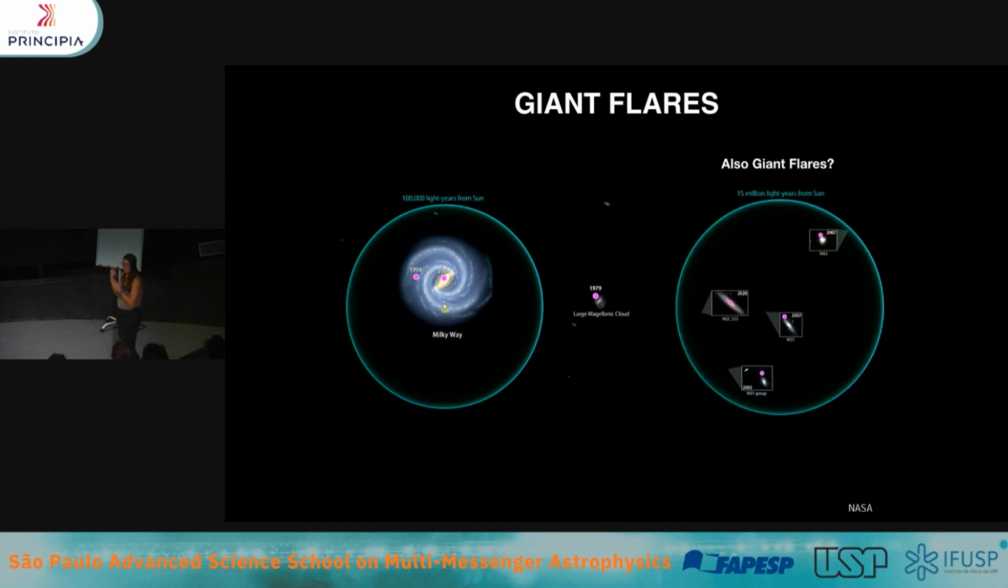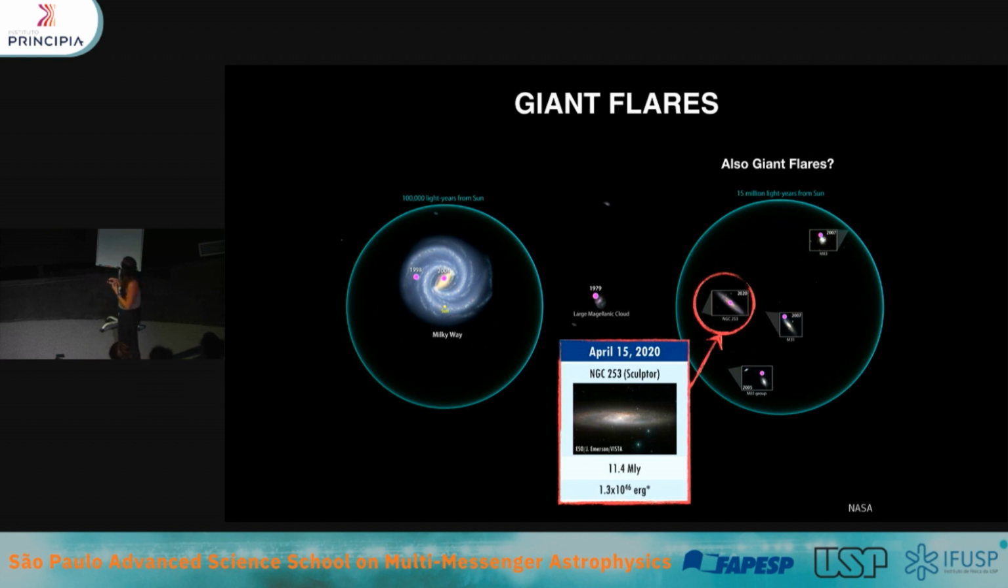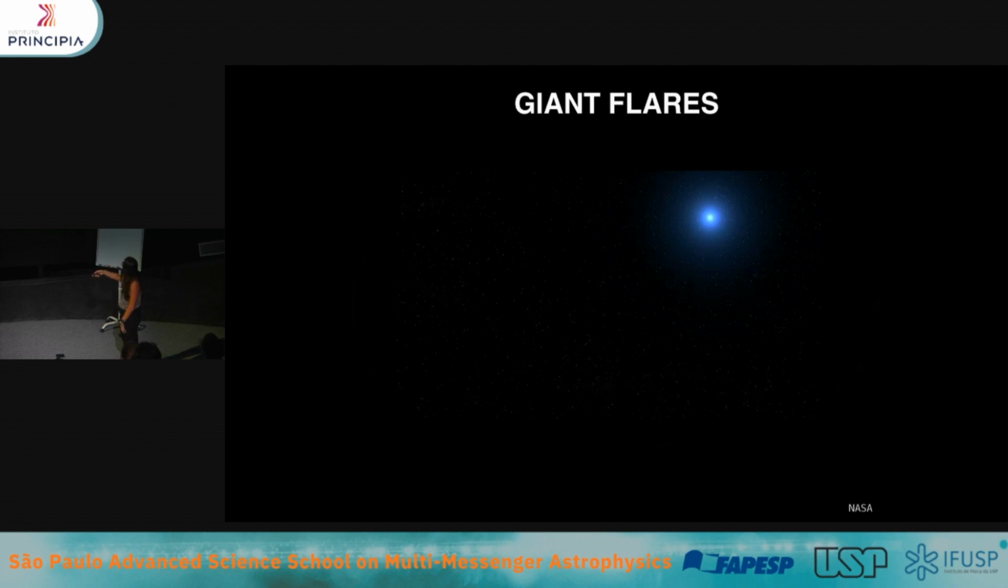And the thing is that from other galaxies, you can actually also detect giant flares. Sometimes it's a bit tricky to understand if it was a giant flare or if it was another kind of event. But a very nice discovery, which was already 3 years ago, was on April 15 of 2020. There was a giant flare in another galaxy.